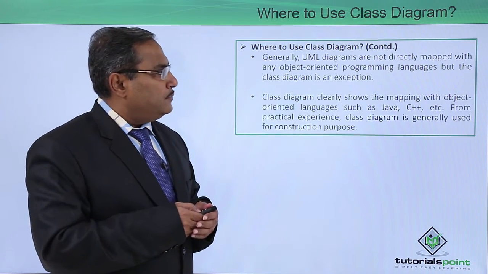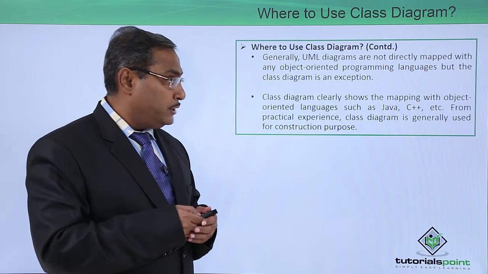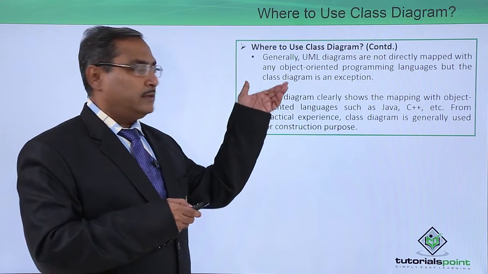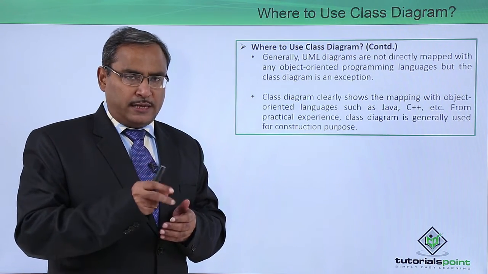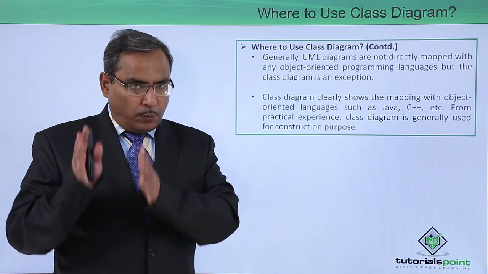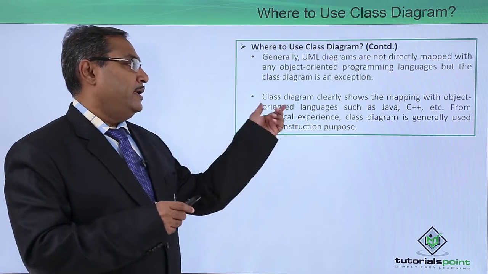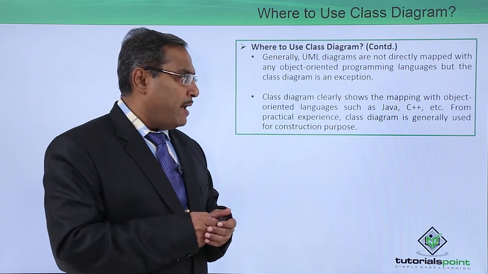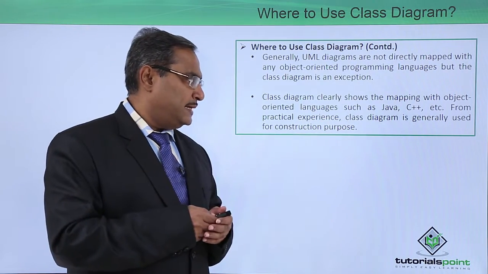Generally, UML diagrams are not directly mapped to any object-oriented programming language, but this class diagram is an exception. In this particular class diagram, we get a good interface between the object-oriented programming language and one of the UML diagrams. Class diagram clearly shows the mapping with object-oriented languages such as Java, C++, etc.